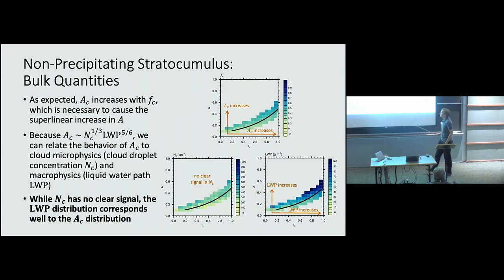And because the cloud albedo is basically proportional to the number concentration of cloud droplets times the liquid water path, basically the vertically integrated liquid water, we can see whether this change is due to microphysics or more the macrophysics, the changes in the liquid water path. We see no real clear signal in the number concentration. But we see a pretty clear signal in the liquid water path, because it increases when we go to higher cloud fractions, and therefore this change in the liquid water path is mostly responsible for that superlinear behavior.